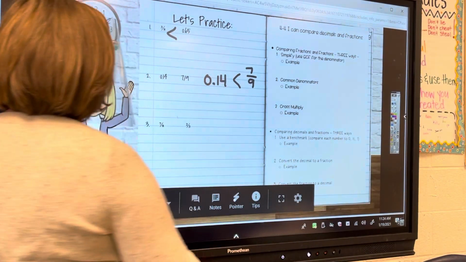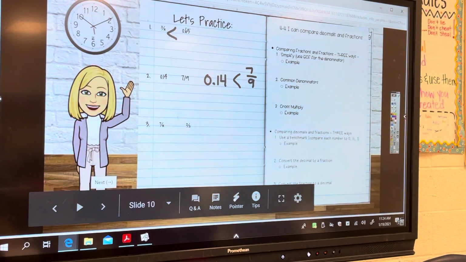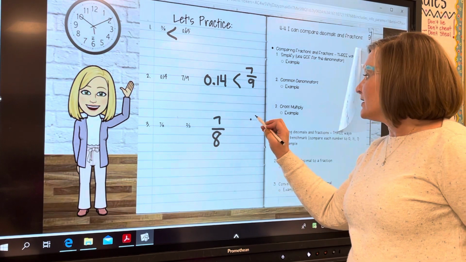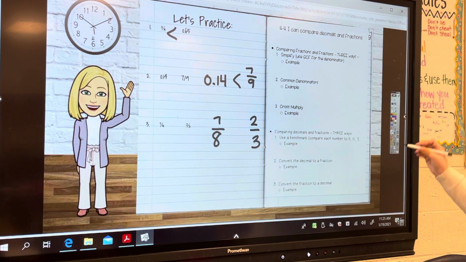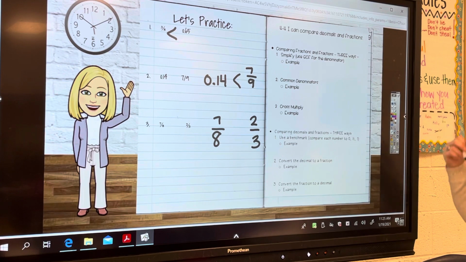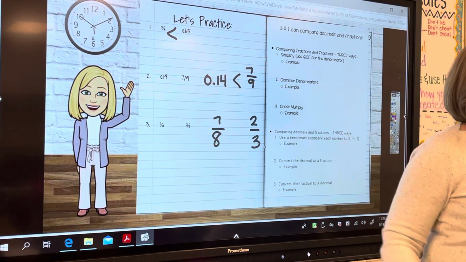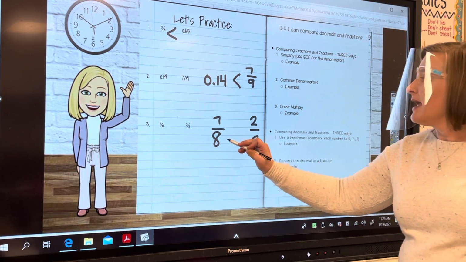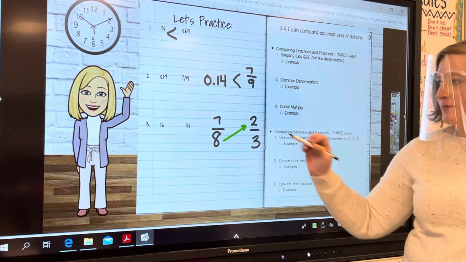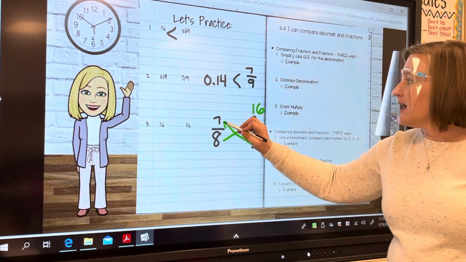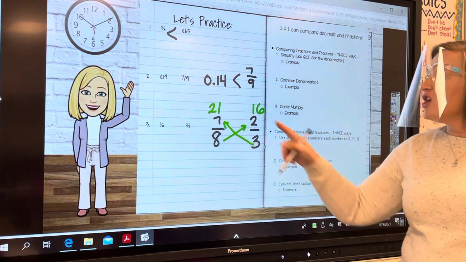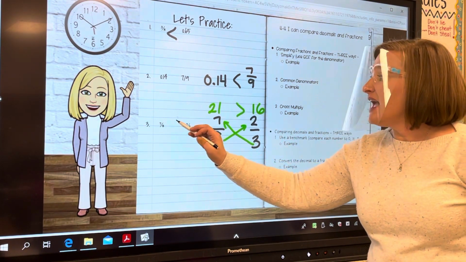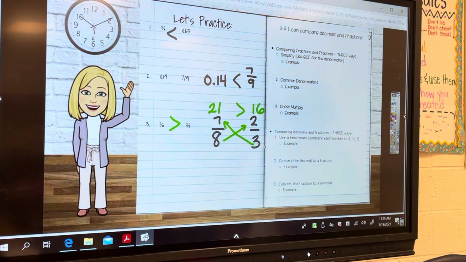The last one that I have here, I've got 7/8 and 2/3. Alvon, what's our favorite way to do fractions? This is what Alvon did. What does that mean? Cross multiply. 8 times 2 is 16. 3 times 7 is 21. So 21 is what to 16? Greater than. So 7/8 is greater than 2/3.